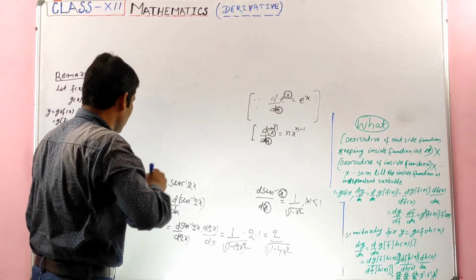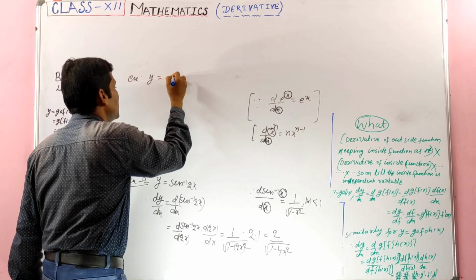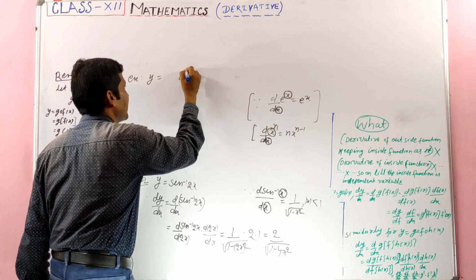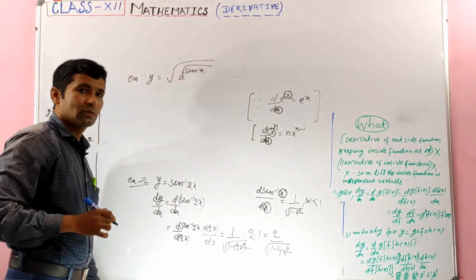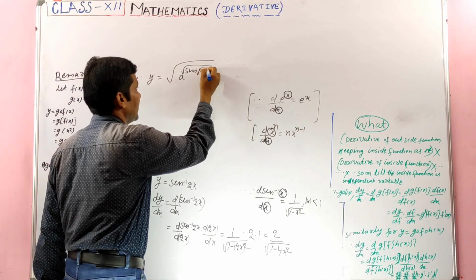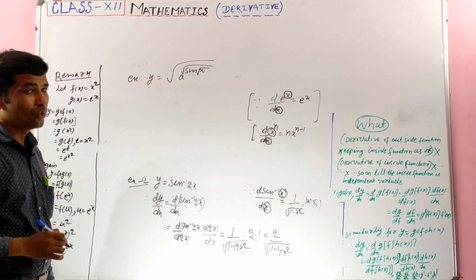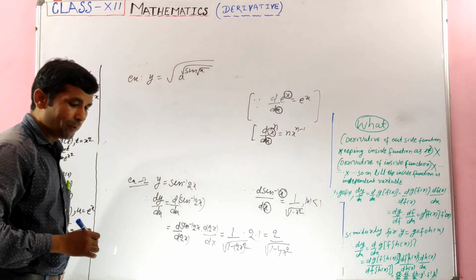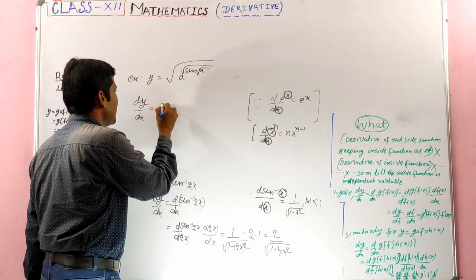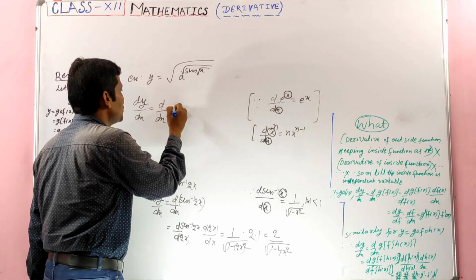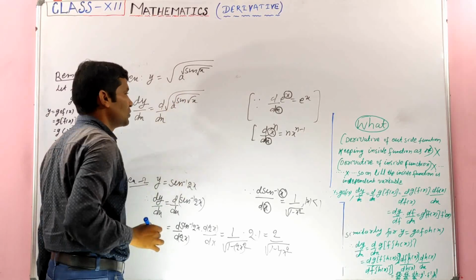Some complicated example. Let y equal to a to the power root of sin of root x. This is also another root: a to the power root sin of root x, again whole root. We have to find this derivative. Now dy by dx equal to d by dx of y means what? a to the power root of sin root x.